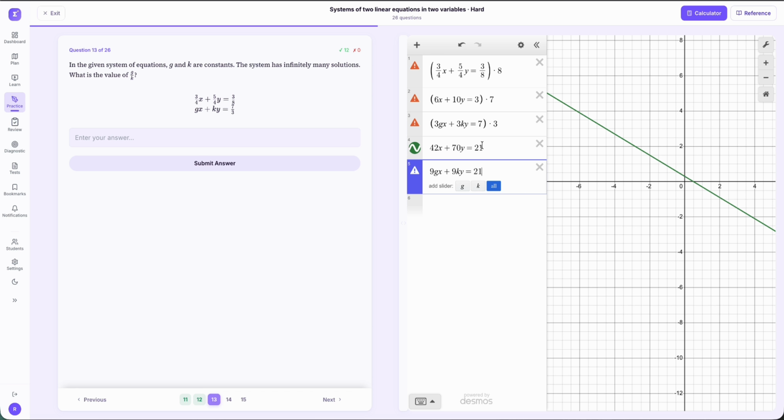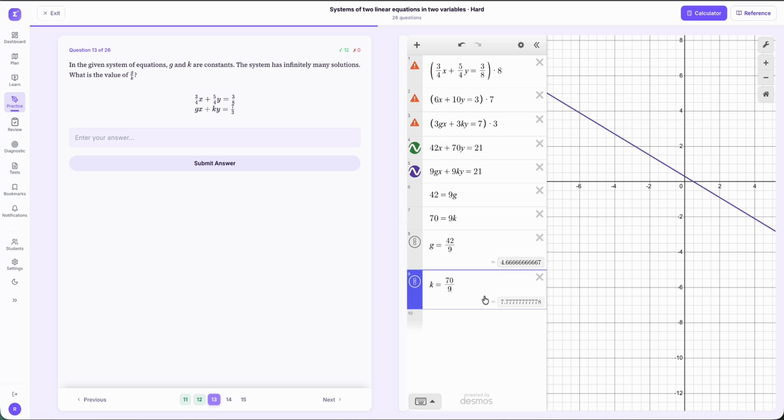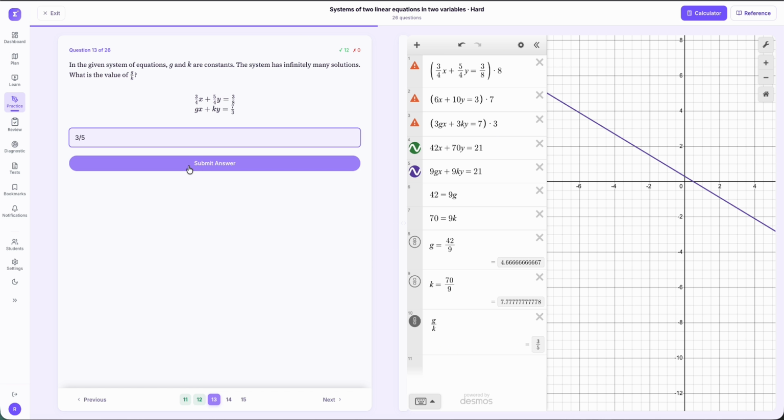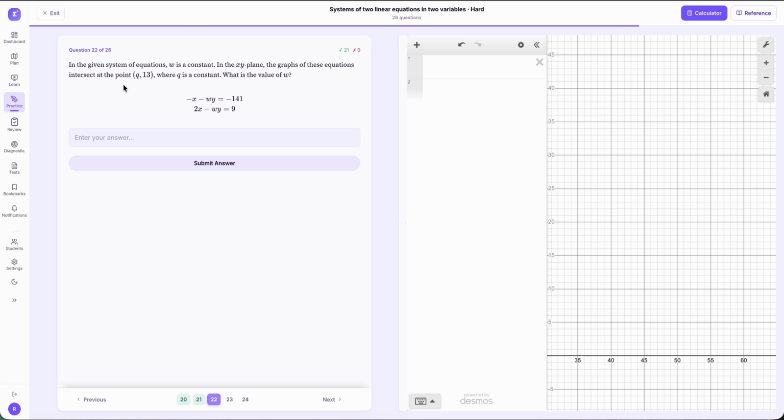Now you see these are the same. Therefore, 42 has to equal 9g, and over here, 70 has to equal 9k. So what's g? g is 42 over 9. And k is 70 over 9. Finally, what do we need to do? g divided by k. I told Desmos g is this, k is this. I can just ask it to do g divided by k. So we can enter 0.6 or 3/5, however you prefer to enter it. Both ways are accepted.